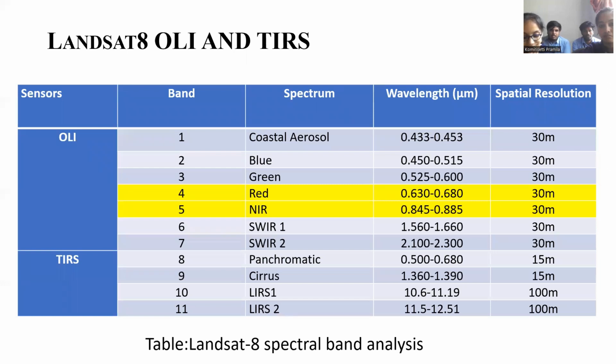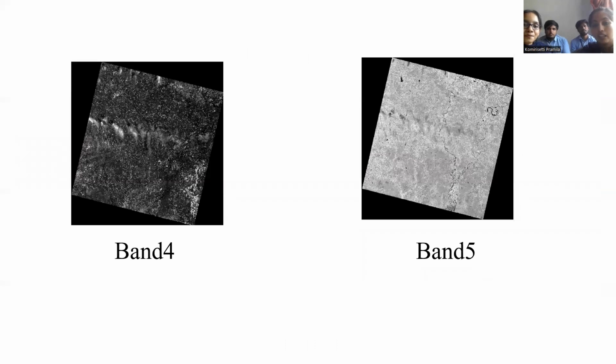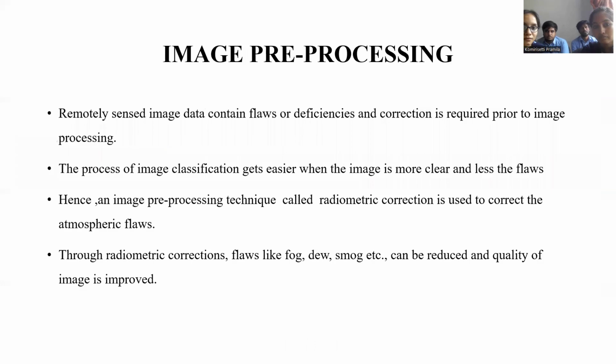Landsat 8 OLI and TIRS operate at specific bands, which are bands 4 and 5. The fourth band is red, and the fifth one is near infrared, NIR. Based on our requirement of classification and NDVI, we are using spectral band 4 and spectral band 5. The composite band is generated that gives the NDVI index. Here are the satellite images of band 4 and band 5.